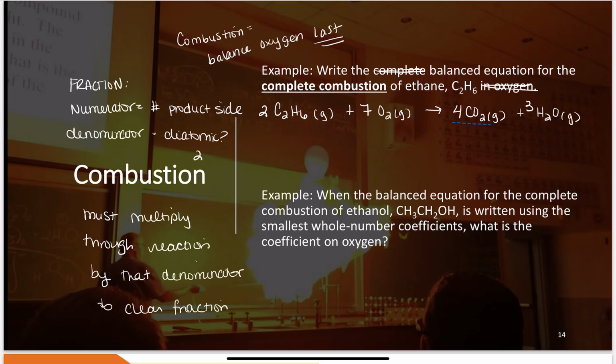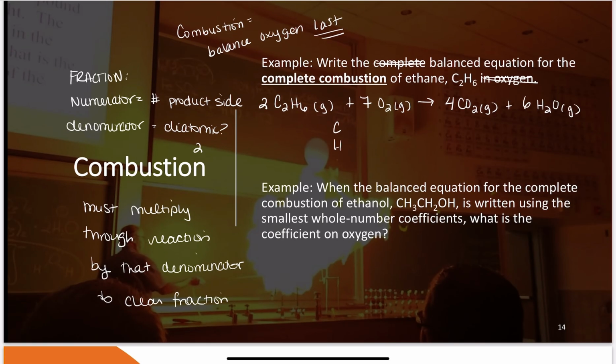I got a 4 here because 2 times 2 is 4. And I had a 3 there that I just erased, so 6 here. Now it should be balanced, but go ahead and check it anyway. Carbon, hydrogen, oxygen, carbon, hydrogen, oxygen. Now I have 4 carbon. Now I have 12 hydrogen, and I have 14 oxygen. The other side, I have 4 carbon, I have 8 oxygen, 12 hydrogen, and 6 more oxygen, 14 oxygen. So now it has been balanced.